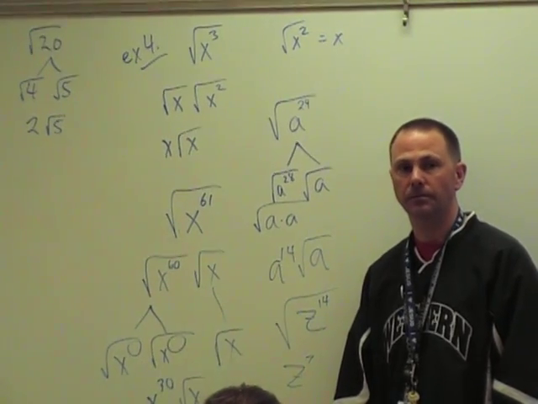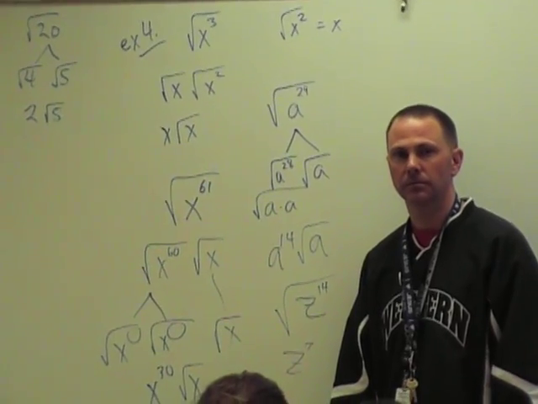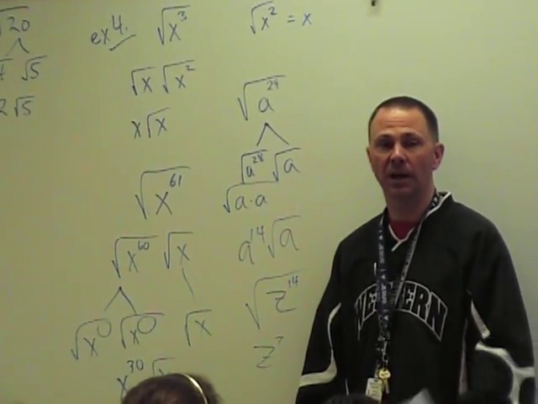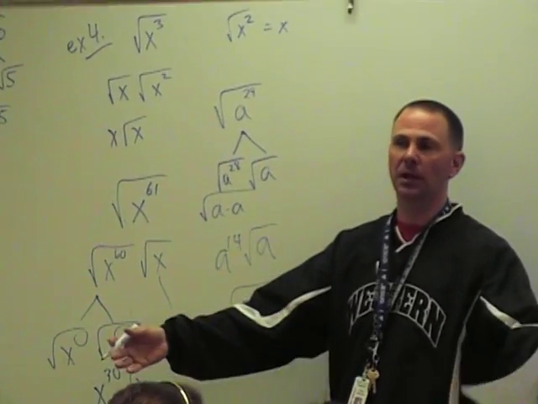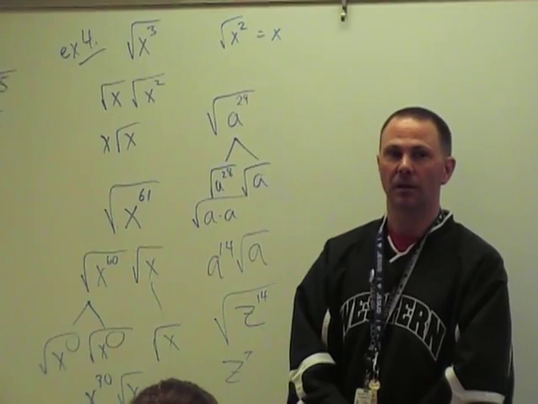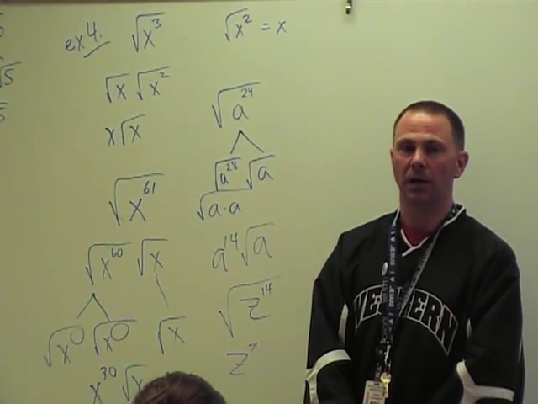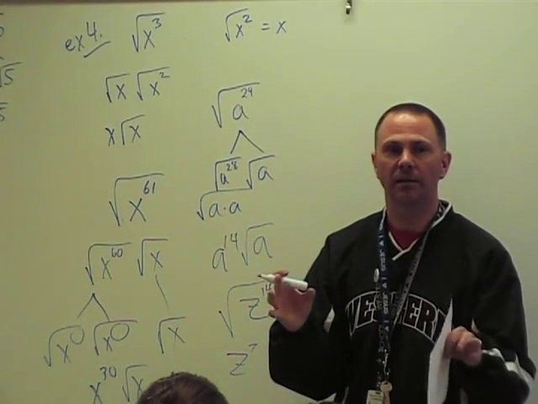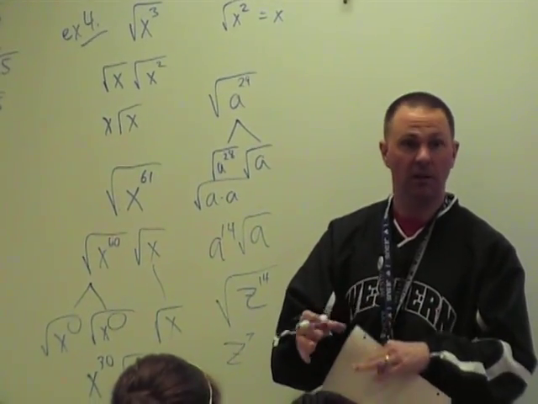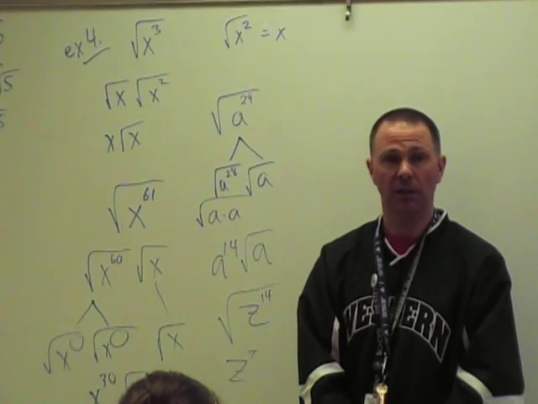Yes? So why is it just z to the 7th and not z to the 7th times z to the 7th? So the square root of 16, why is that not just 4 times 4? Because 4 times 4 is 16, not the square root of 16. There's a square root. Okay? So you don't write it, it's understood that that's what the root of that square is.